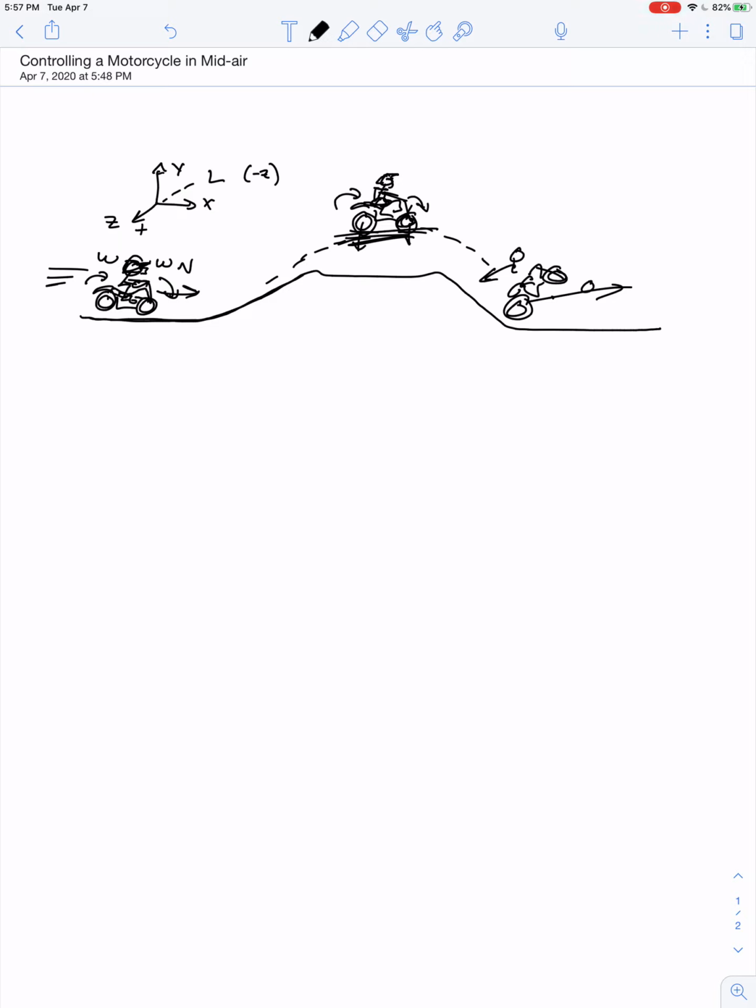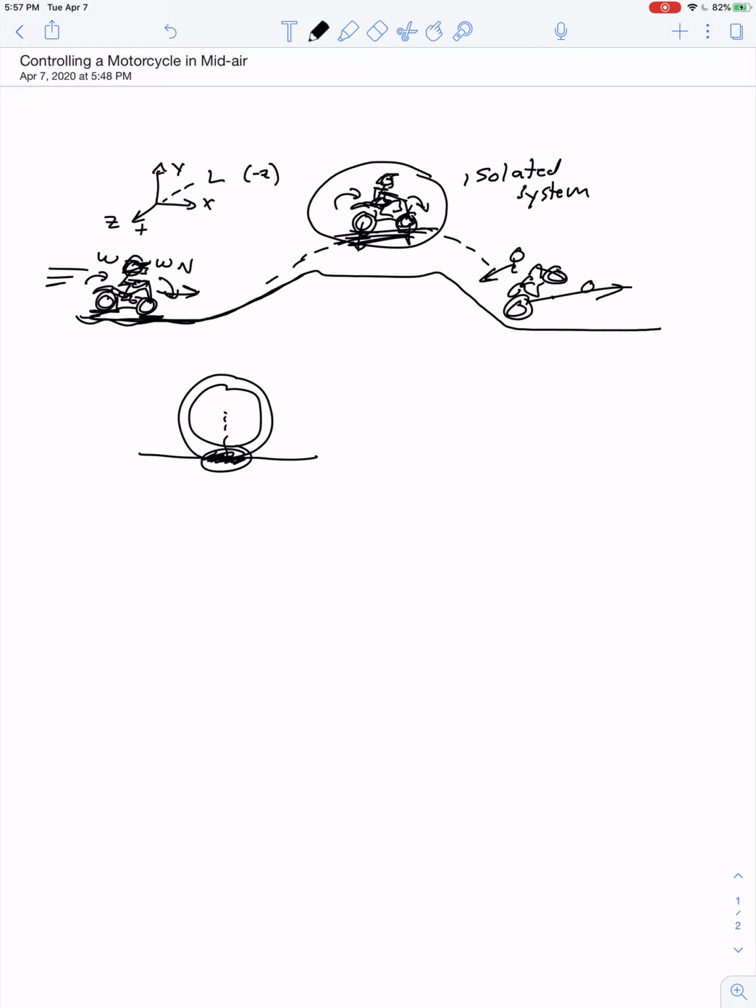So the idea is that once you're up in midair, you're an isolated system. Now on the ground, when the wheels make contact with the earth, then any force, and by the way, for a wheel, if there's any force of friction between the ground and the wheel, that force has an associated lever arm, so that force is torque producing, and that torque would be external to the motorcycle. In midair, there is no external torque. So that's why I say this represents an isolated system.